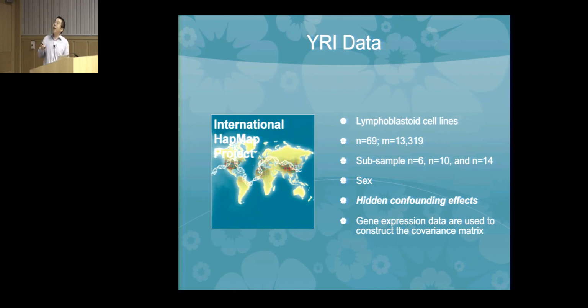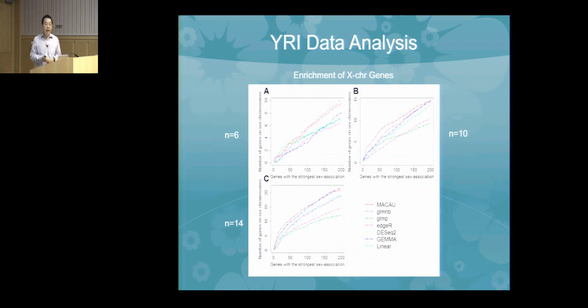In order to control for hidden confounding effects, we use the gene expression data to construct the covariance matrix. Intuitively, if two samples are in the same batch, then many of the genes will have similar expression levels. So by computing this covariance matrix, we are able to capture those hidden confounders. And here are the results. I'm listing the results for the n equal to 6 case, n equal to 10 case, and n equal to 14 case, three relatively small data sets.